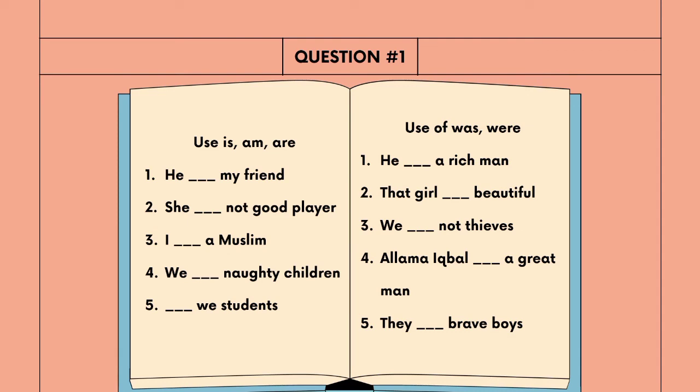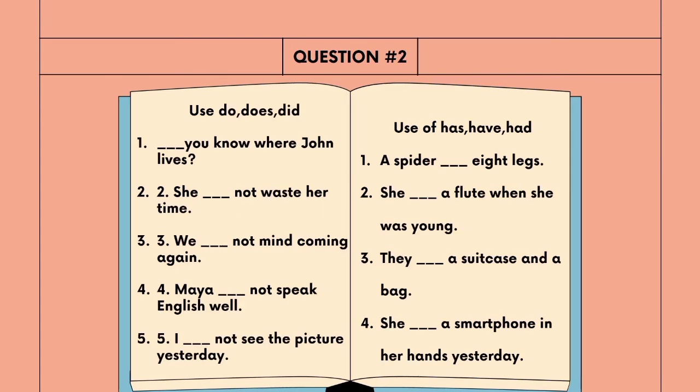So these are some exercises for you. The first is use of is, am and are, and the second is was and were. Pause the video and try to solve the exercises on your own. I hope you will not find it difficult. Our second question is use of do, does, and did, and use of has, have, and had. Pause the video and try to solve these. We will discuss the answers in the next class.